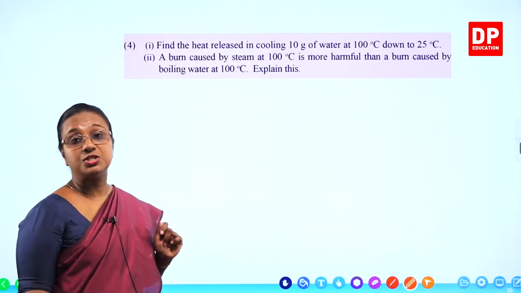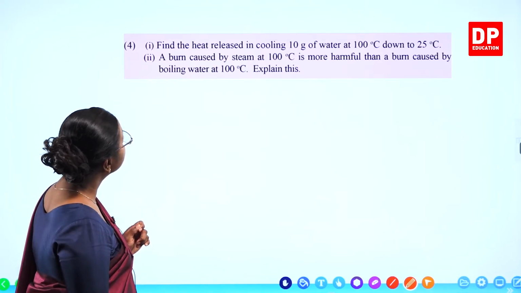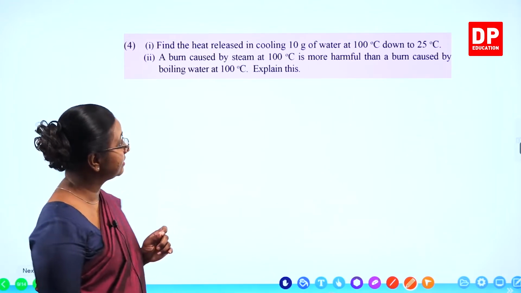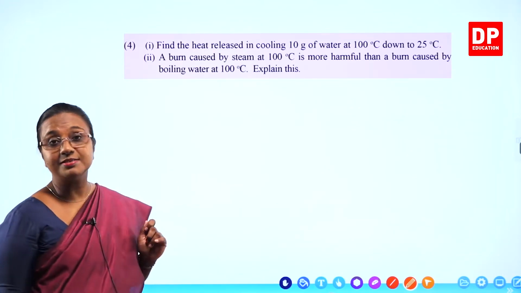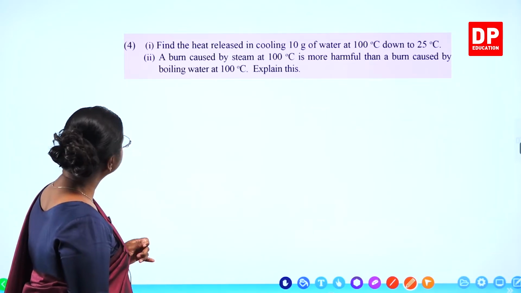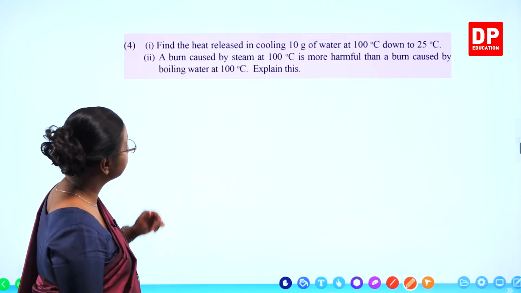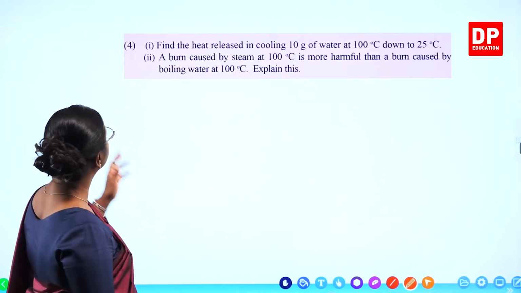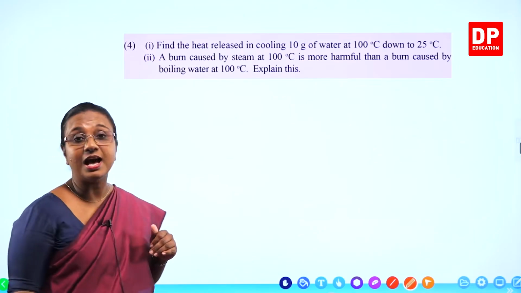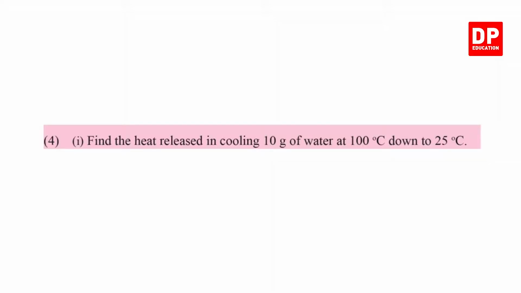This is the fourth question given in your textbook. In that, the first part, find the heat released in cooling 10 gram of water at 100 degrees Celsius down to 25 degrees Celsius. So here also it is the cooling of water. Then the second one, a burn caused by steam at 100 degrees Celsius is more harmful than a burn caused by boiling water at 100 degrees Celsius. Explain this answer. So those are the two questions. We will answer them one by one.